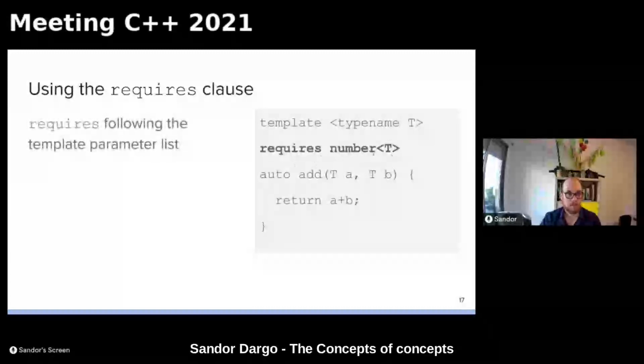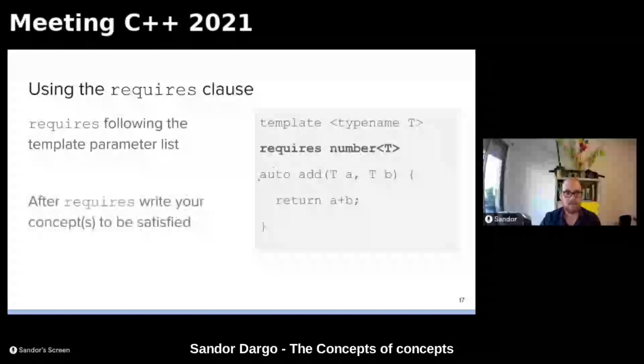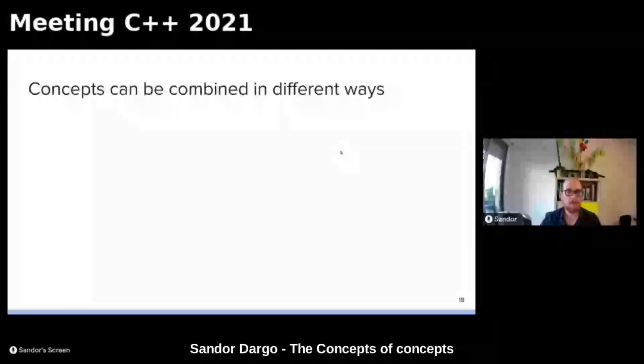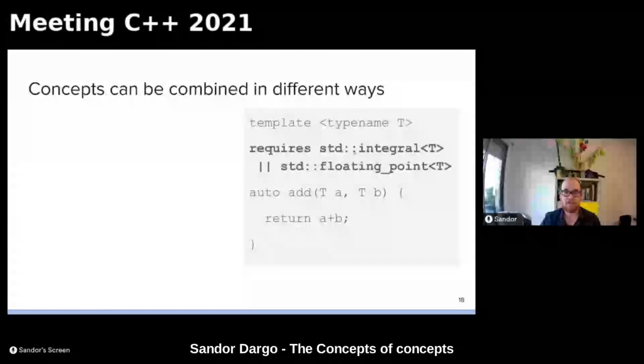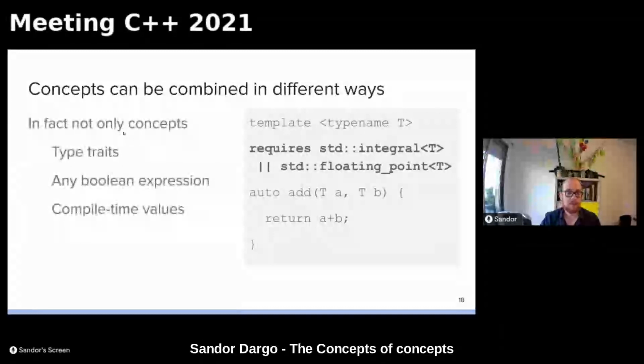So it comes after the template parameter list, and you can write here your own, well, whatever concept to be satisfied. But you can even combine concepts here. You don't have to use one single concept. You can write their combination. So basically, just inline the body of the concept, and I put it there. It works.